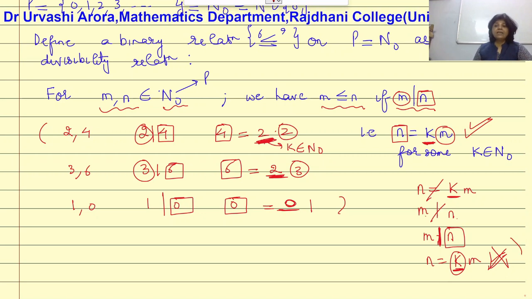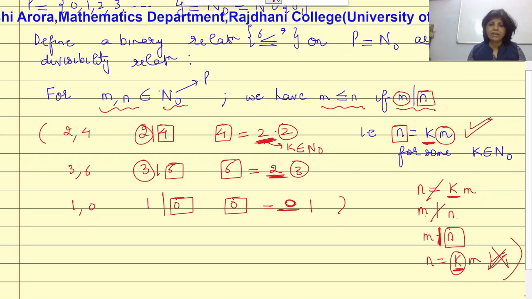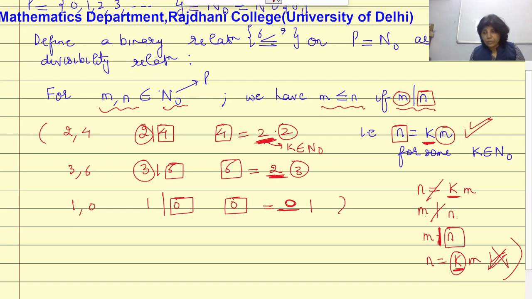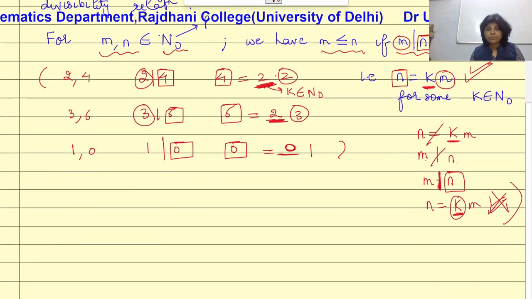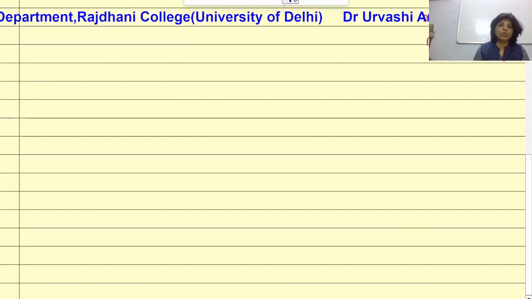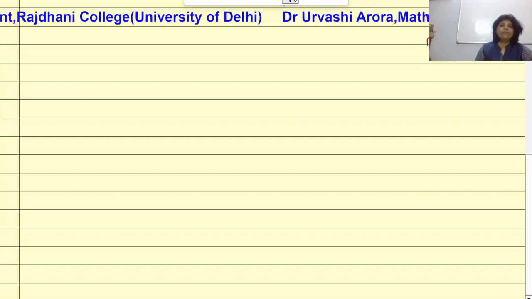So as I said, given a pair of whole numbers, we can always find out whether one whole number divides the other or not. Now once we are clear with the definition of divisibility, my aim in this video is just to show that the divisibility relation is a partial order relation on the set of whole numbers.